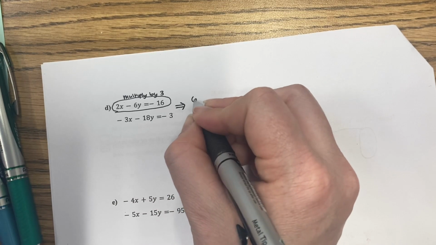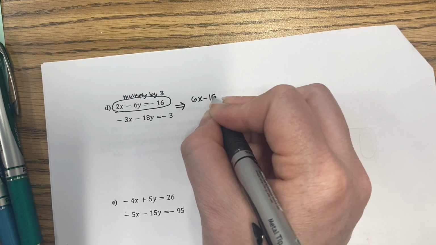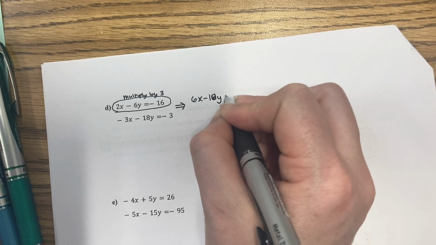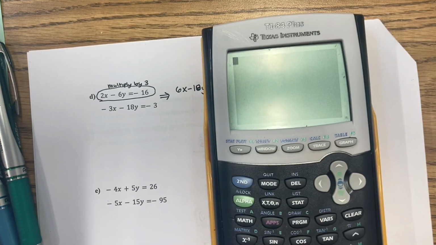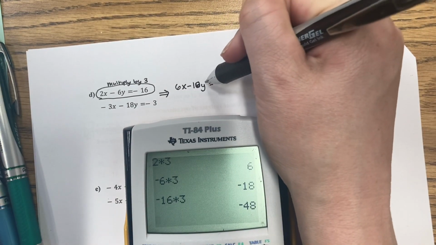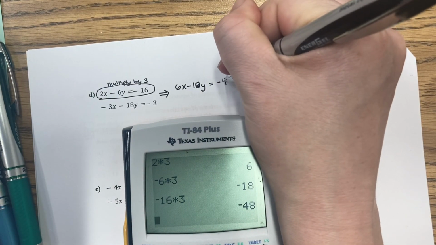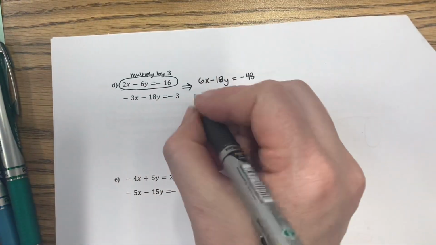That would give me 6x minus 18y equals, so basically all you're doing is 2 times 3, negative 6 times 3, negative 16 times 3. So I have the 6x minus 18y equals negative 48. I leave the bottom one alone.